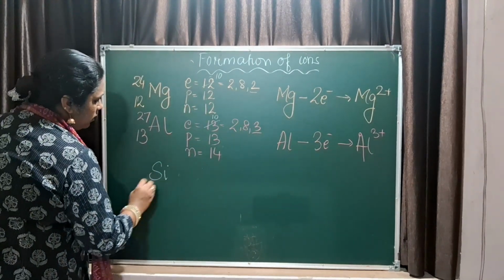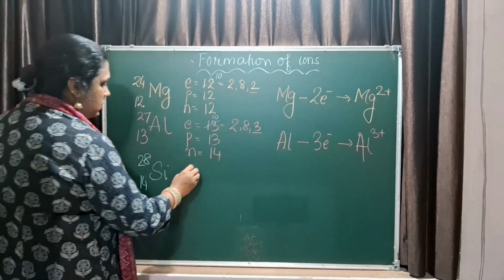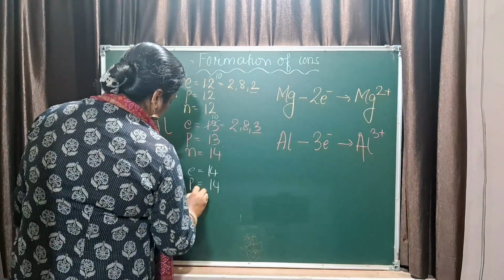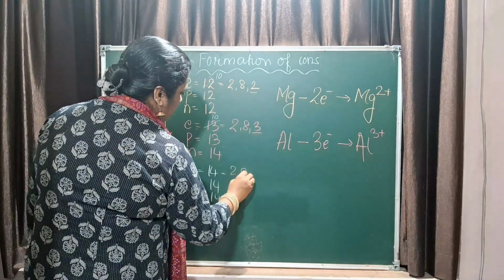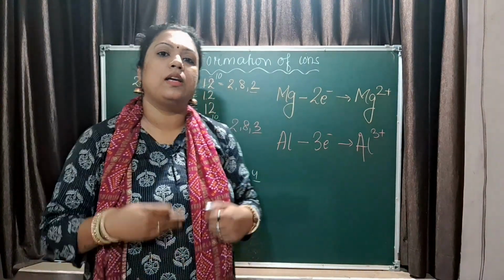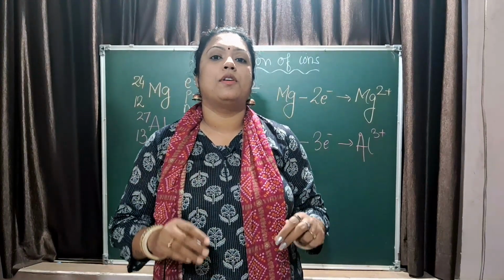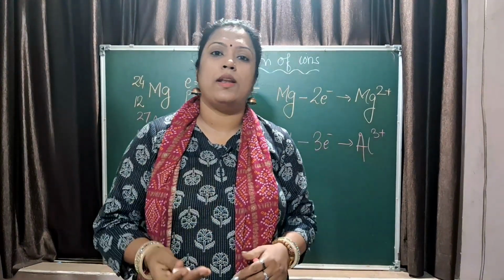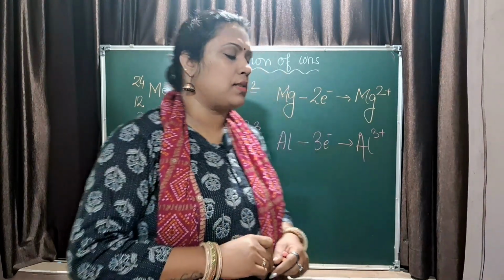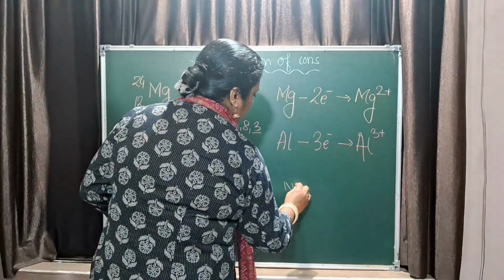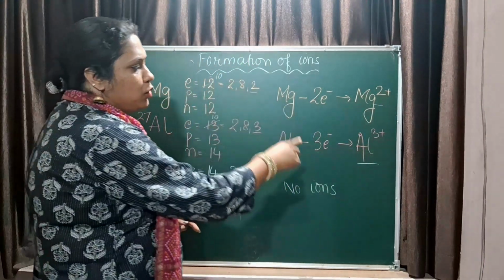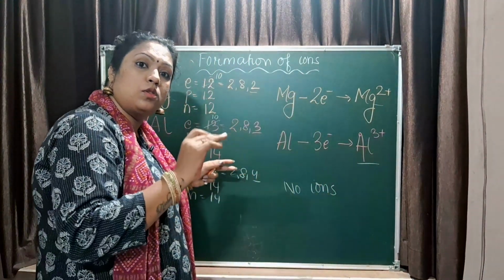Silicon belongs to group 14, that is, it has 14 electrons, protons 14 and neutrons also 14, that is 2, 8, 4. Generally the elements which have 4 electrons in the outermost orbit do not give electrons or take electrons. They prefer to share their electrons and form covalent compounds instead of ionic compounds. So, they do not form ions in normal circumstances. Okay, so here no ions. We have come from 1 positive, 2 positive, 3 positive. Now, we will go to the non-metals.